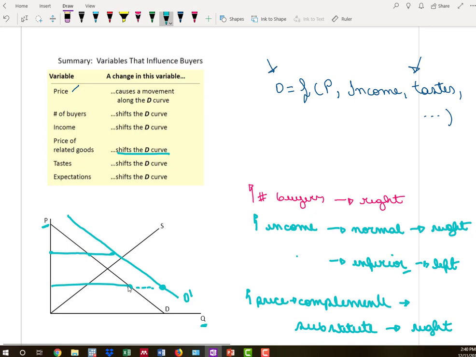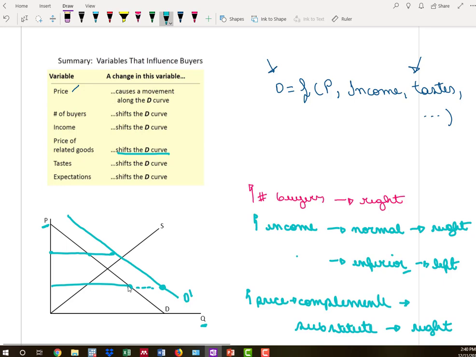Think about it. Diet Pepsi is more expensive. I like both Diet Pepsi and Diet Coke. So for each price of Diet Coke, I'm actually gonna buy more Diet Cokes now because I don't have a good substitute anymore. Diet Pepsi got more expensive.